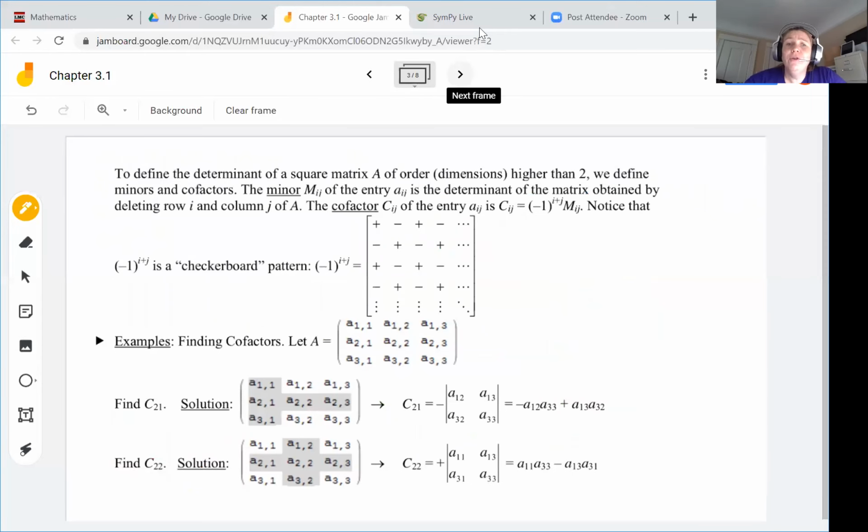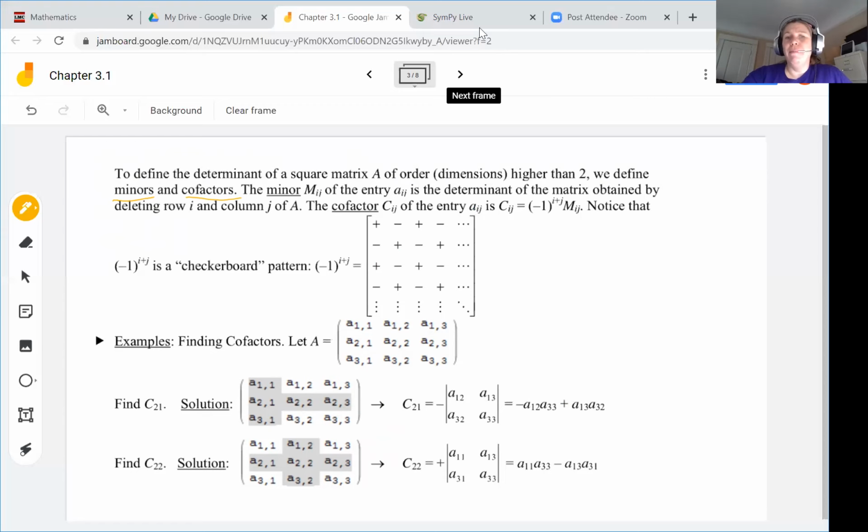To define the determinant of a square matrix A of order, also known as dimensions, higher than 2, we define what we call minors and cofactors. So the minor, we're going to call that Mij, not to be confused with matrix M. So the minor has the i and j associated with it, whereas we just call the matrix M. So the i and the j correspond to the row and the column for our minor.